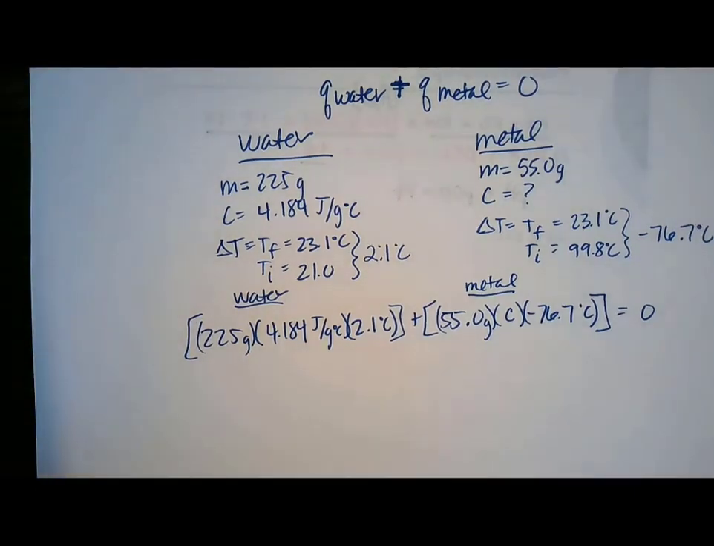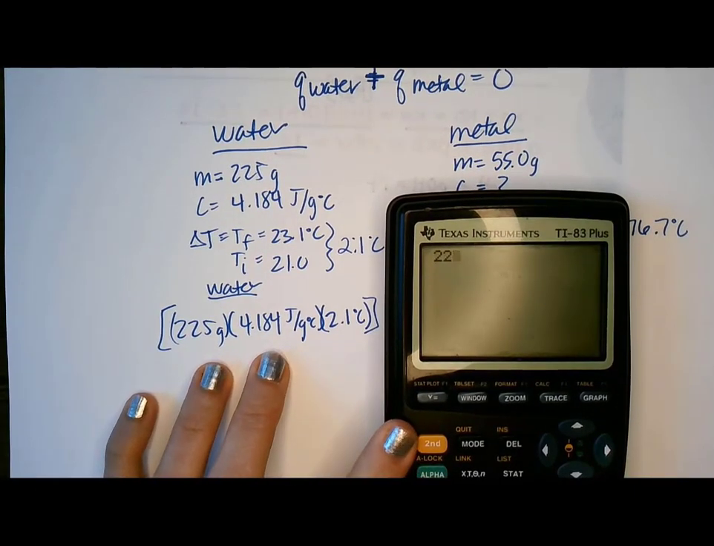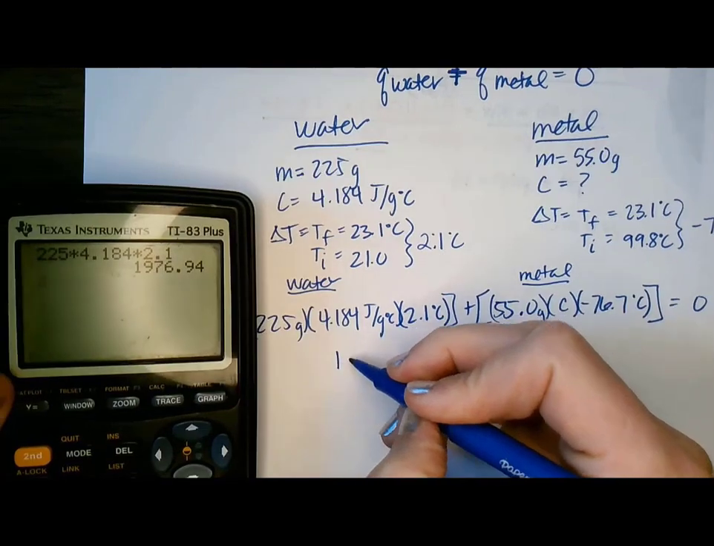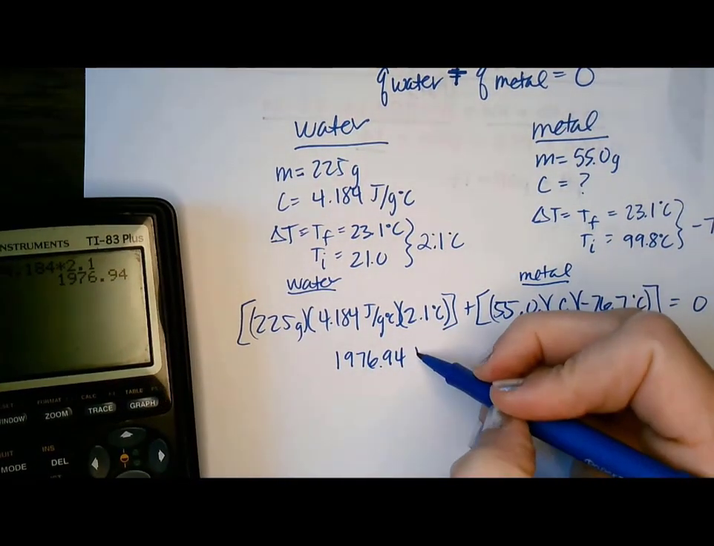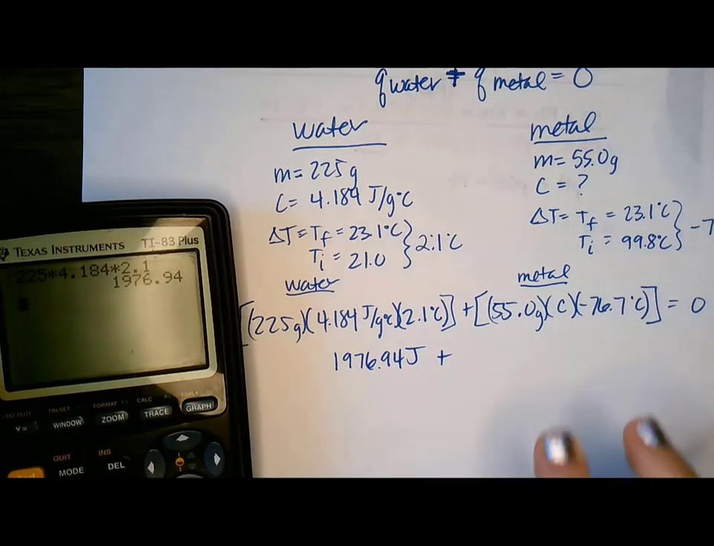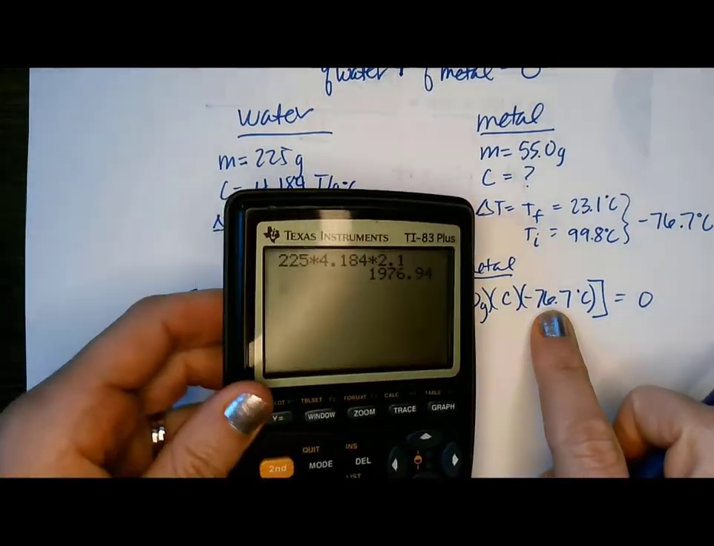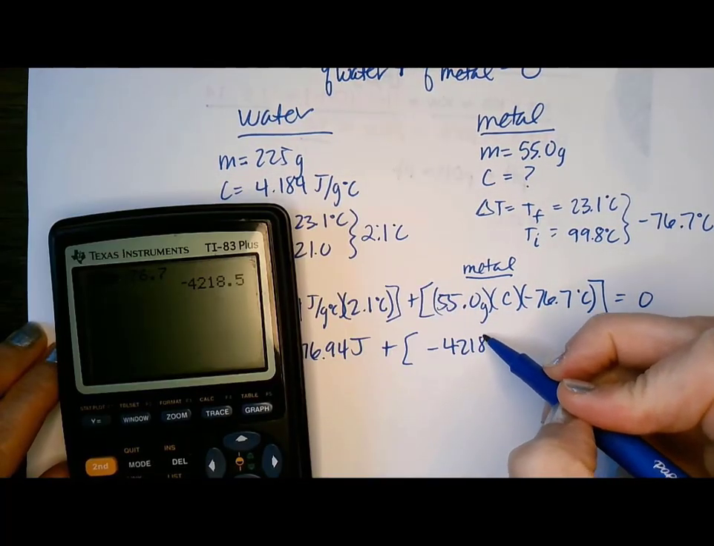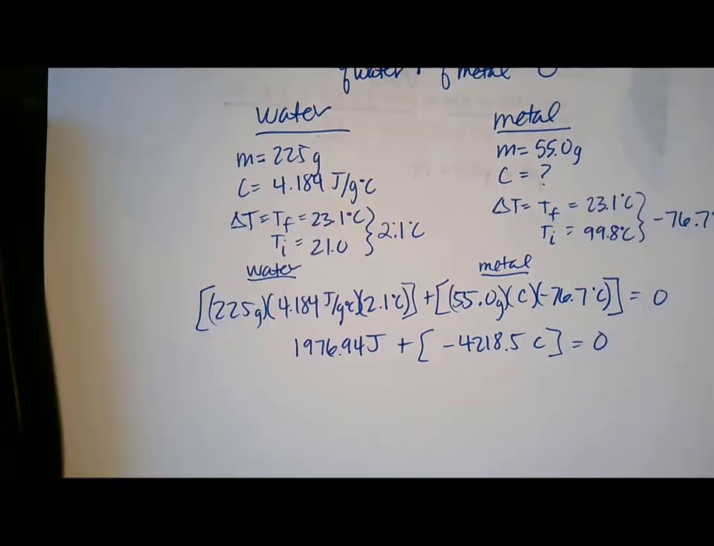So let's do some simplifying. Let's do all of our water, 225 times 4.184 times 2.1. So I'm going to write this down, 1976.94, and this is joules. Plus, let's simplify this. 55 times negative 76.7, negative 4218.5. We still have our C in there. It's equal to 0. All right?